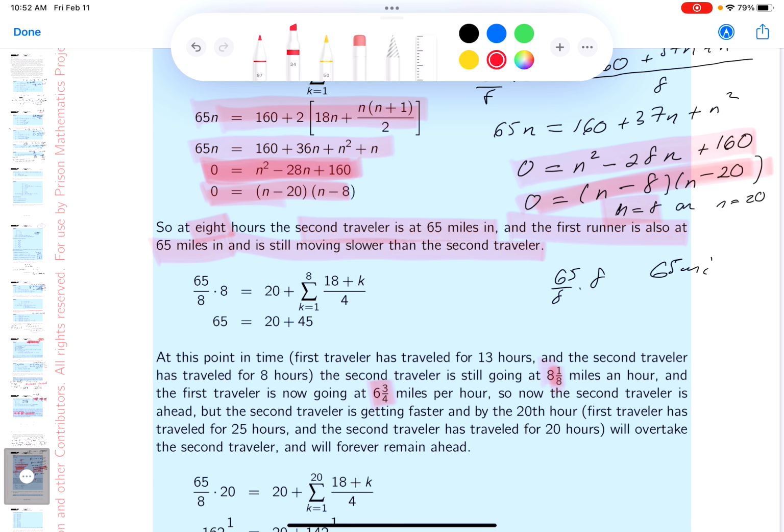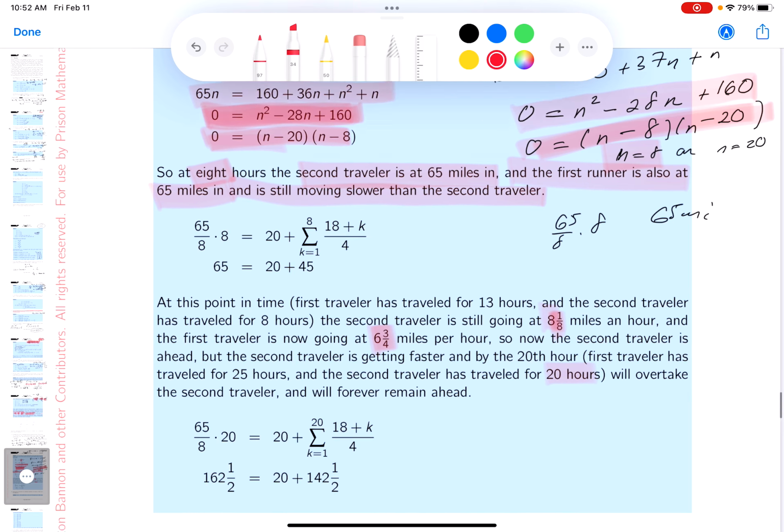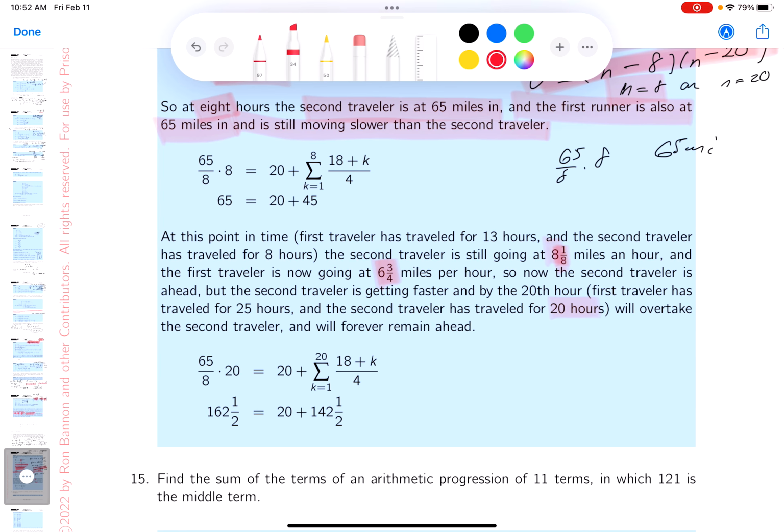Definitely slower, right? But you have to realize that the second traveler's rate doesn't change, but the first traveler's rate does change. He gets faster and faster and faster. And by the 20th hour, he'll be catching up to that guy and overtaking him. And that's certainly written over here with the arithmetic down. But that's the interpretation of those two numbers, by the way. And it's certainly written up in a narrative. I'm hoping you're reading that.